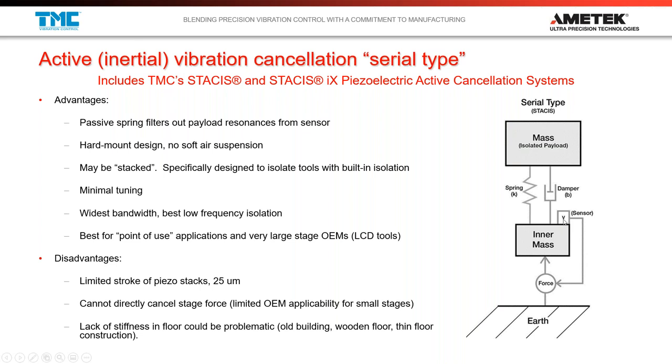So the payload motion multiplied by the transfer function of the spring is the only input that you're going to see at the sensor here, which is going to be very, very low. And even if you actuate a force against it, that force needs to go back up through the inner mass, through this isolating spring to the payload. So there's no payload motion control afforded to you by a serial type cancellation system. It's an advantage because it frees up a lot of bandwidth for excellent floor vibration cancellation, but it makes it not suitable for applications where you need to do more payload cancellation.